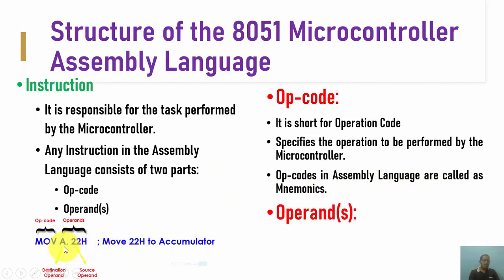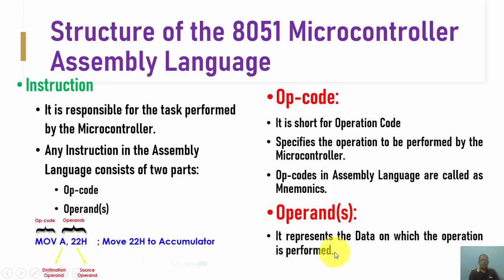And the second part is what? It is the operand. It represents the data on which the operation is performed. So MOV is an opcode. In this example we have defined the accumulator, but you can define any register or any memory location for copying data. So if I divide this instruction, it consists of two parts as said. The first one is the opcode and the second one is the operand.